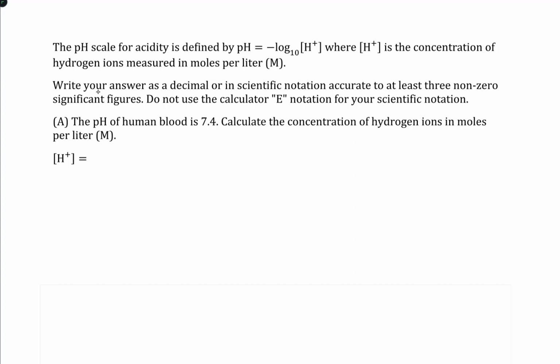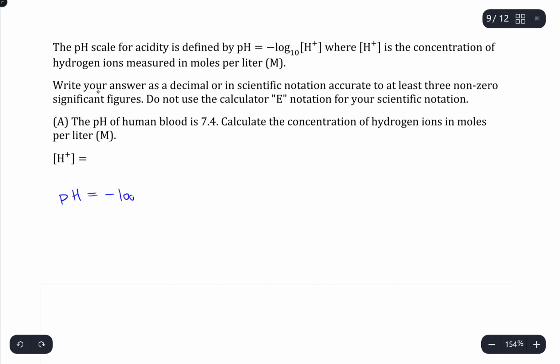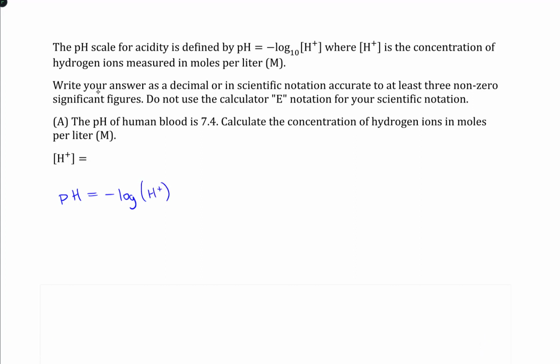Alright, so part A. The pH of human blood is 7.4. Calculate the concentration of hydrogen ions in moles per liter. Okay, so to do this, we have to take into account that the formula given is pH is equal to the negative common log, and I don't need to write base 10 because that's understood, of this value, which is the hydrogen ions in moles per liter that we're looking for, so H positive. Just think of it as a variable. It could just be X.